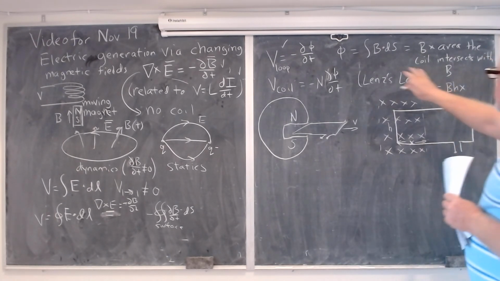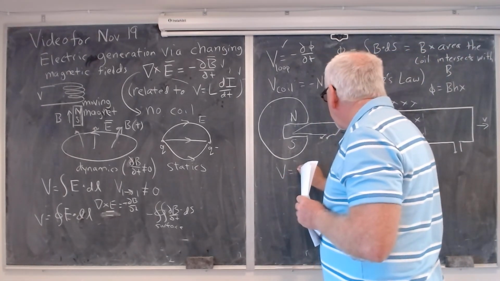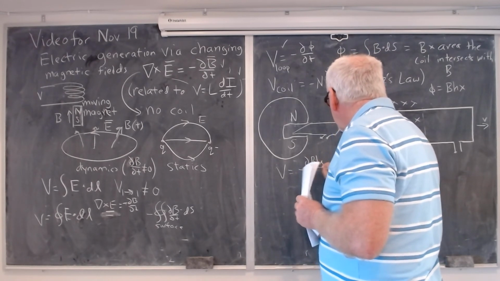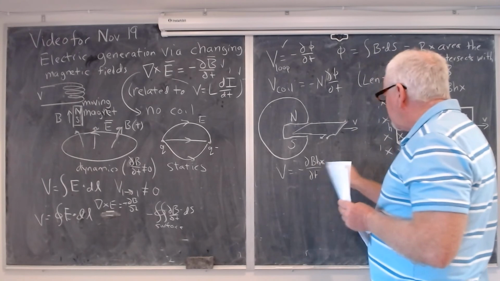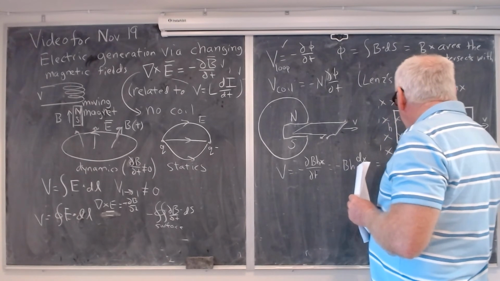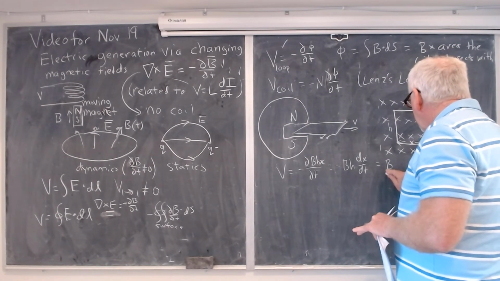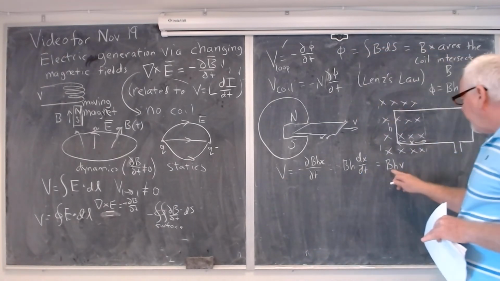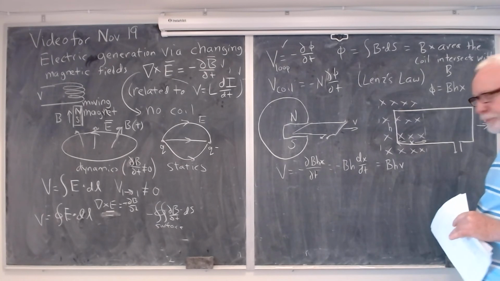And in this equation, the voltage is equal to negative d(BHx)/dt. And so the B and the H are constant. Is equal to, and I'm going to get rid of the minus sign here because we're going to cover that in a little bit, BHv. So the voltage of the coil is equal to the magnetic field times this dimension times the velocity you're pulling it out of the magnet, v.